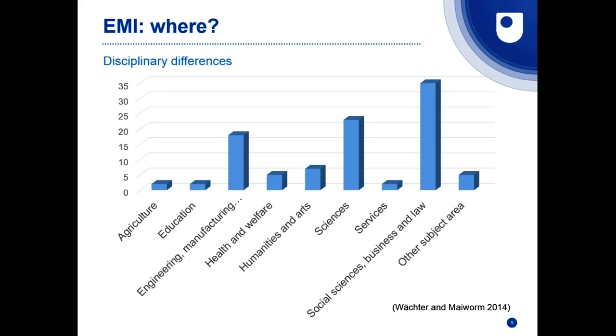Another type of variation in EMI is the disciplinary differences. Here you can see that social sciences, business and law are the disciplines that use most EMI, followed by sciences and followed by engineering, manufacturing and construction. And then there's quite a gap till we get to the humanities and the arts. Again, this is data from Wächter and Maiworm. And again, I think it's important to take this with a pinch of salt, because I have seen other research where other disciplines have shown more EMI than what is shown here. And I think this has to do with how you group different disciplines together and whether you count the faculties or the disciplines.